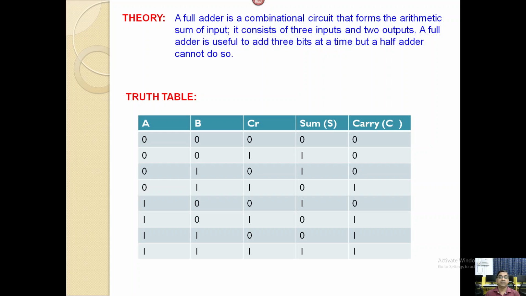If in each row the number of 1s is 2 or more than 2, then the carry will be 1. Carry will be generated if in each row there are two or more 1s. So this is the truth table for the full adder.